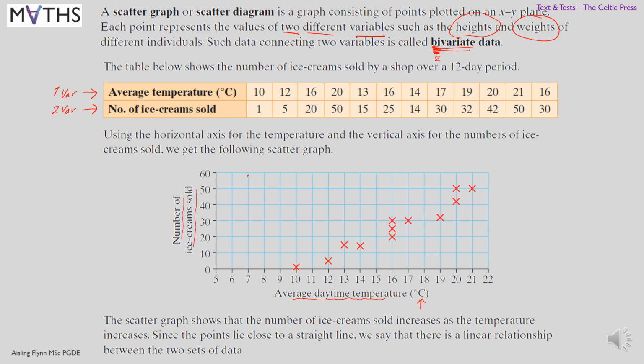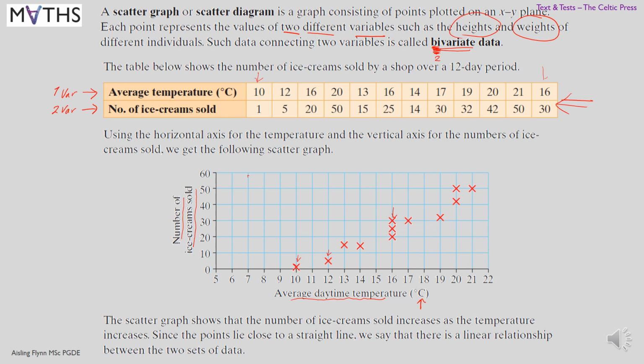Okay, and you see that the scales are set out nicely to include all the information from the table. So let's look at how some of those are plotted. When the temperature was 10 degrees, one ice cream was sold, and that's this piece of data here. When the temperature was 12 degrees, we had 5 ice creams sold, and so on. Let's take the very last piece of information. When the temperature was 16, there were 30 ice creams sold. So 16 and 30, that's this piece of data here.